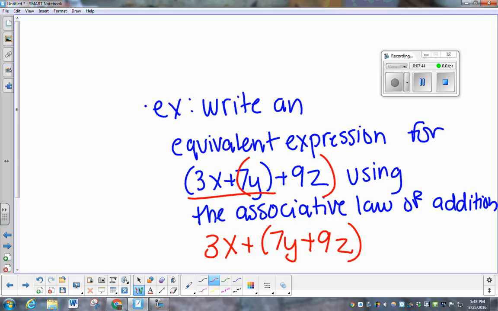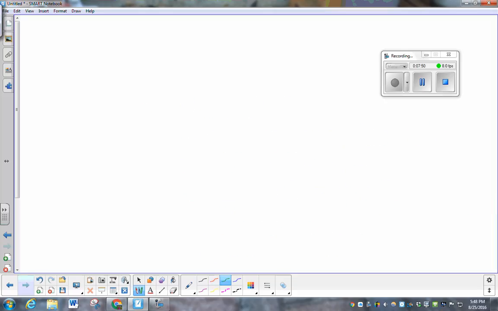Now we've got one more law today, and we did it a lot at the end of last year. It's the distributive property.